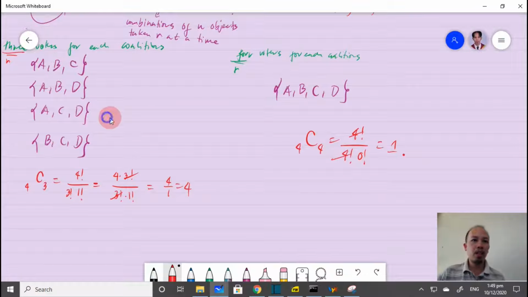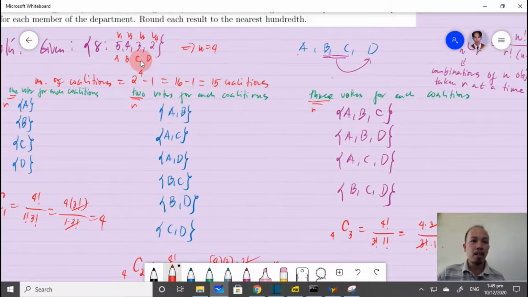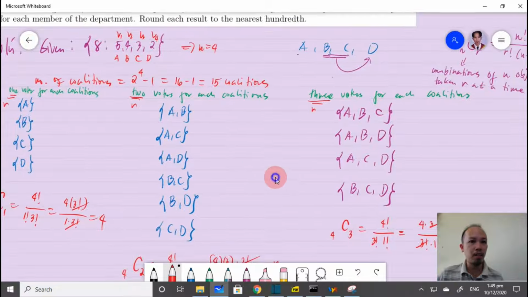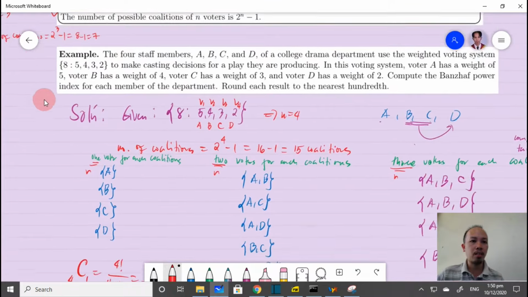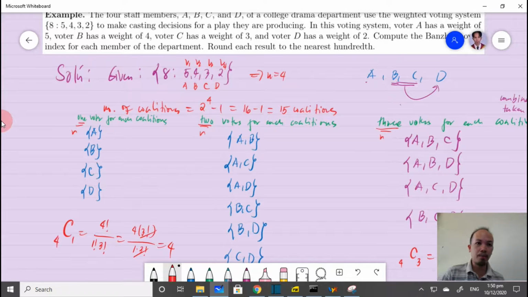So these are now the number of coalitions. It depends upon how many voters. If n is 5, then there are so many coalitions that you will make. What we will do next is add the votes. So let's try this. For this one, the vote of A is 5, B is 4, C is 3, and D is 2. Sum of the votes.